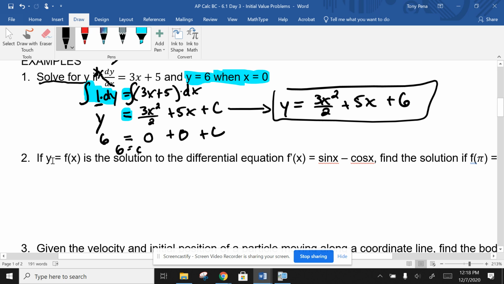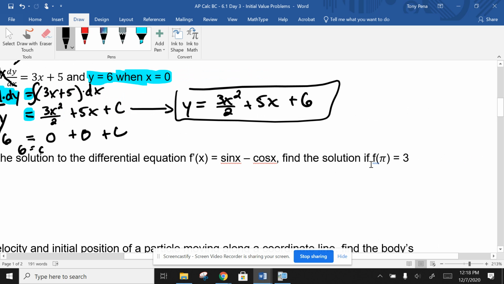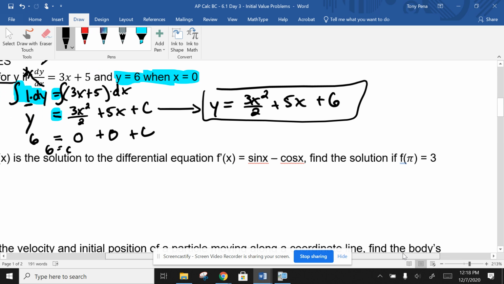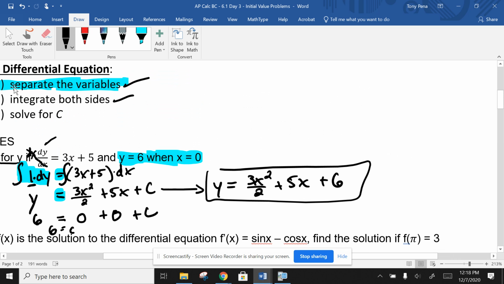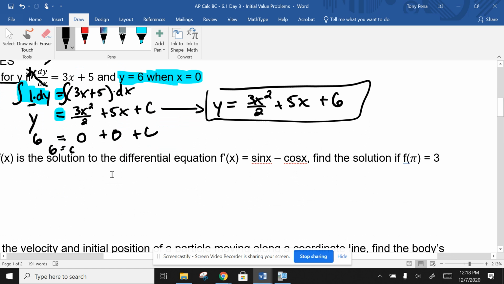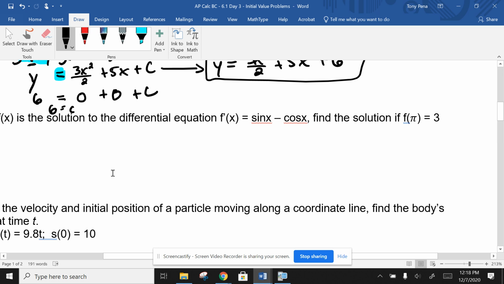Number 2, if I tell you that y equals f of x is the solution, so here's our derivative to this differential equation, find the solution if f of pi is equal to 3. So same process. We don't have to worry about the separating of the variables. We really only need to worry about that when it's in this fraction notation. So when it looks like this, we are ready to do our antiderivative right away.